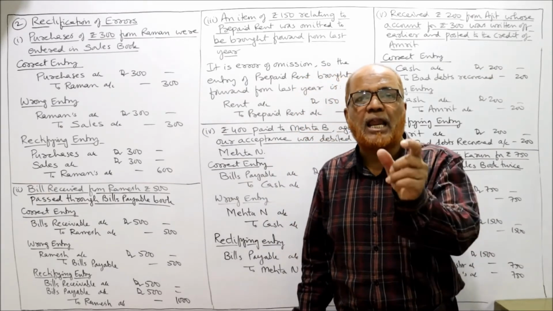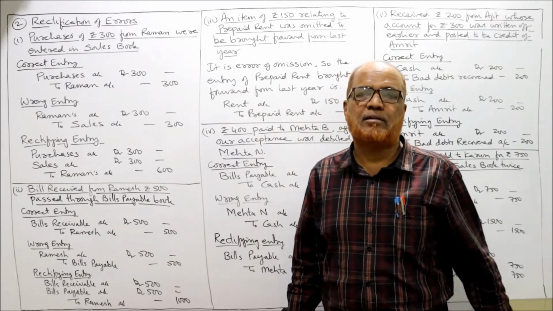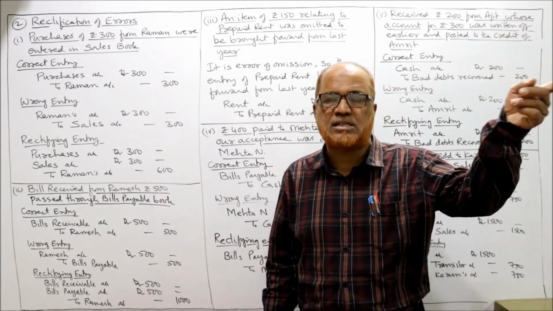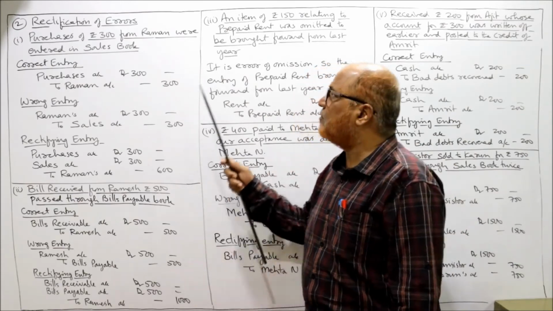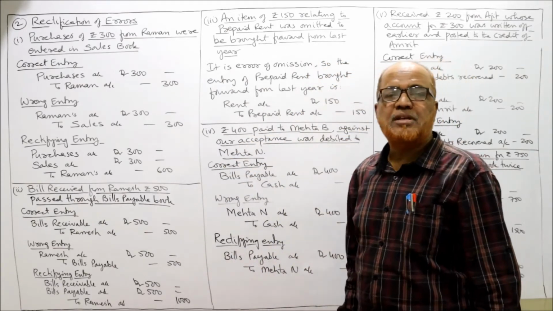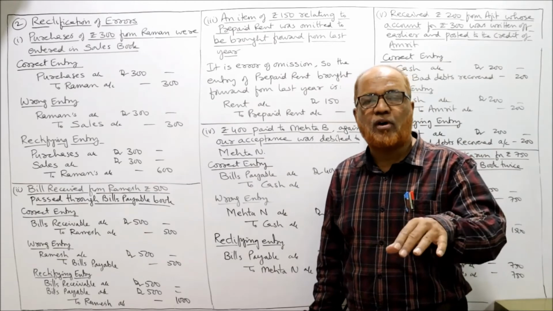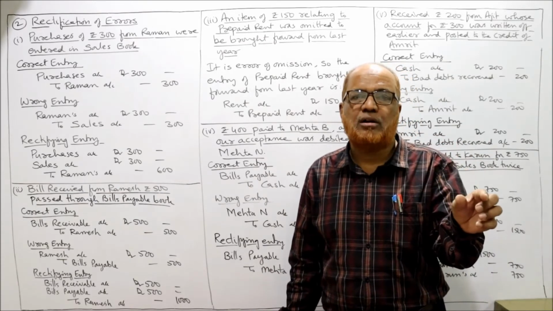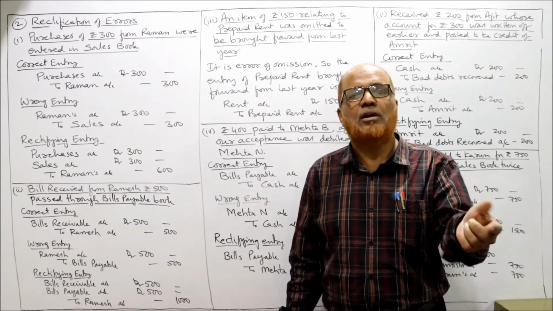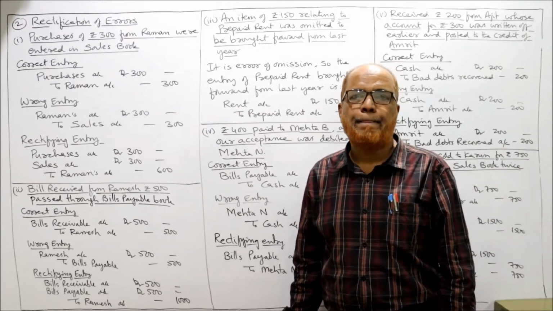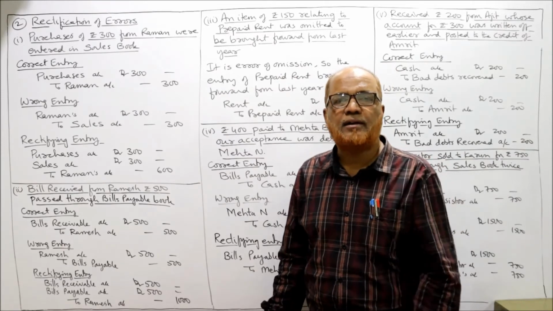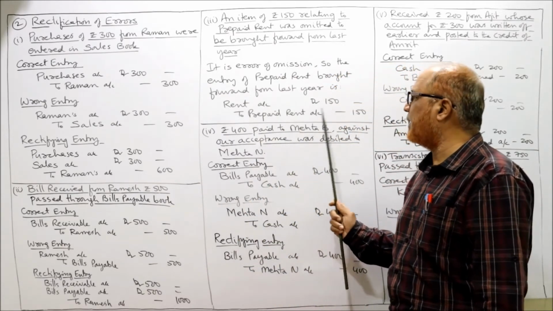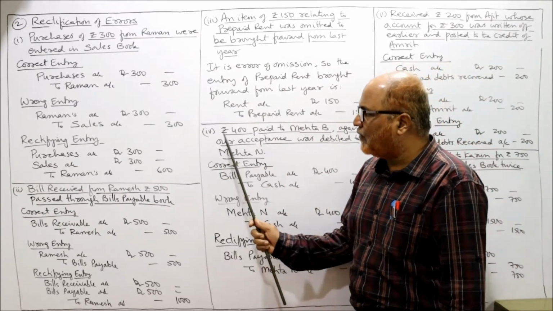The entry will be rent account debtor to prepaid rent. This is the entry for bringing back the prepaid rent from last year to current year. But this entry was omitted, it is saying. This entry, prepaid rent brought forward from last year, was omitted. It is error of omission. Now we pass the entry. The entry will be rent account debtor to prepaid rent account. Rent account debtor 150 to prepaid rent account 150. That's it. Now fourth one.